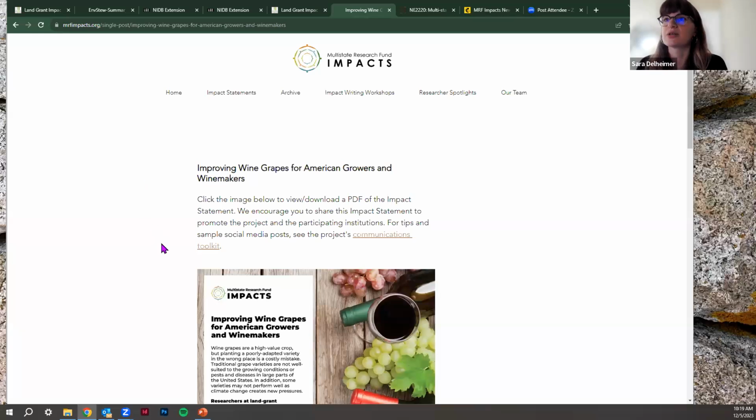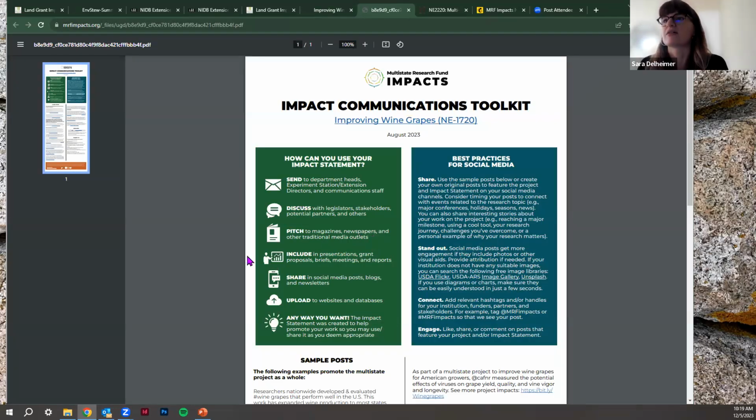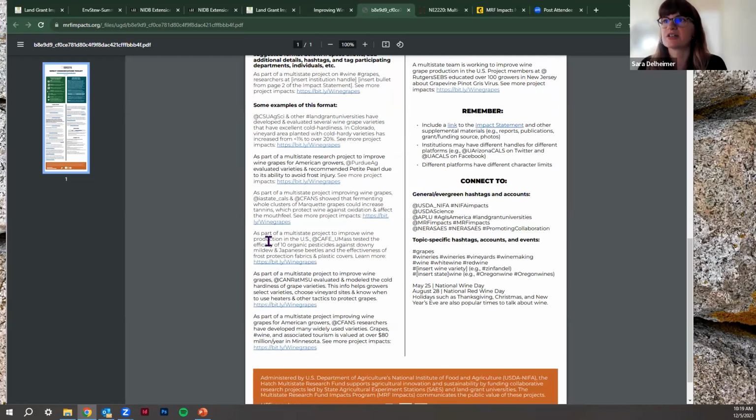I also, for recent impact statements, create a little social media toolkit for the project. So if your institution is featured in the impact statement, I'll have already prepared tweets that you can post. Here you can see the one featuring the University of Massachusetts work. So again, it's something you can just grab that I've prepared that helps me promote the multi-state project, but it also helps you promote the work that your institution is doing.